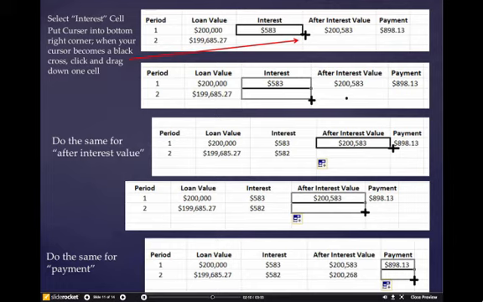As you can see when we go down to the third graphic, in the first interest row it was 583, which was the interest rate times $200,000. But now we're taking the interest rate times $199,685. So our interest actually lowered $1 to $582. Now we're taking period 2's loan value and adding that to 582, and that creates 200,268. So our after interest value is continuing to decrease, and our payment is going to stay the same.